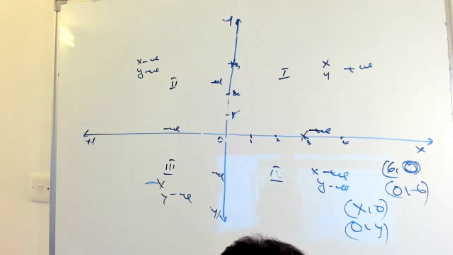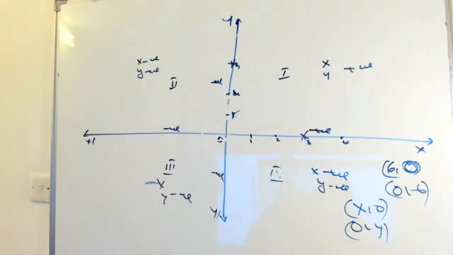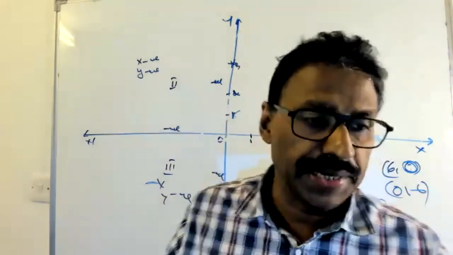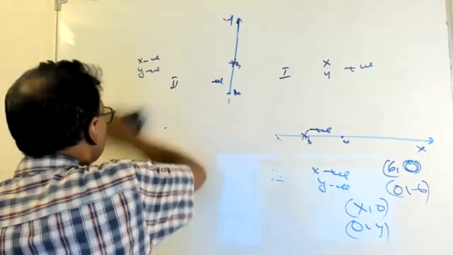Right. The Cartesian system. Write the chapter name, coordinate geometry. One class is enough; next class, I'll finish this chapter. Coordinate geometry.